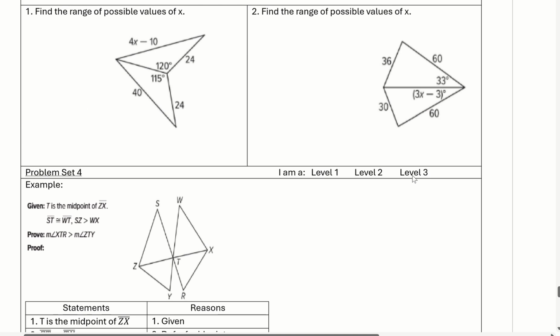All right, so we're going to use the hinge theorem here. This angle is bigger than this one. That means that if I go to the opposite, this has to be bigger than that. Okay, so we know that 4x minus 10 has to be bigger than 40. All right, so let's do that.